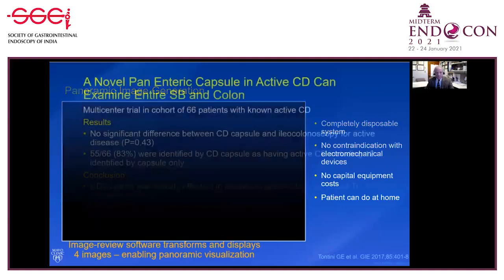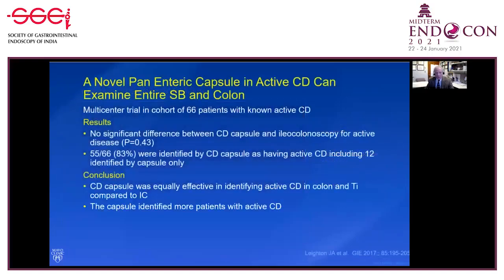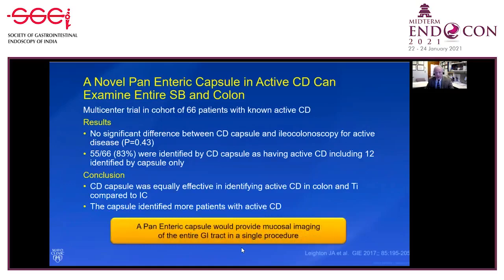I also want to mention the capsule that I've had the opportunity to work with, which is a novel panenteric capsule, and particularly for active Crohn's, can examine the entire small bowel and colon. And so in our study, this was great because the patient can swallow it, and you can see the stomach, the small bowel, and the colon all at once. And this would really provide mucosal imaging of the entire GI tract in a single procedure.